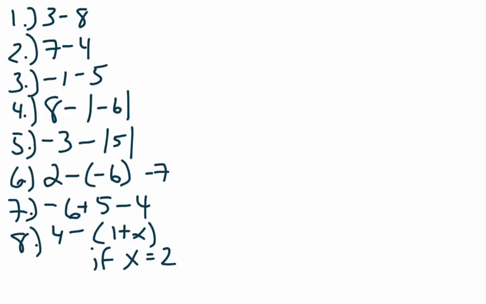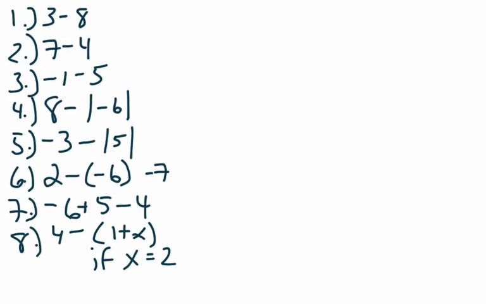Okay, so here's what we have for practice problems. 3 minus 8, 7 minus 4, negative 1 minus 5. 8 minus the absolute value of negative 6. So we want to remember what absolute value is. If you need to go back in your notes or go back to a previous video to look up the definition for that, go for it. 5 is negative 3 minus the absolute value of 5. 6 is 2 minus negative 6 minus 7. 7 is negative 6 plus 5 minus 4. And 8 is an algebraic expression where you need to substitute.